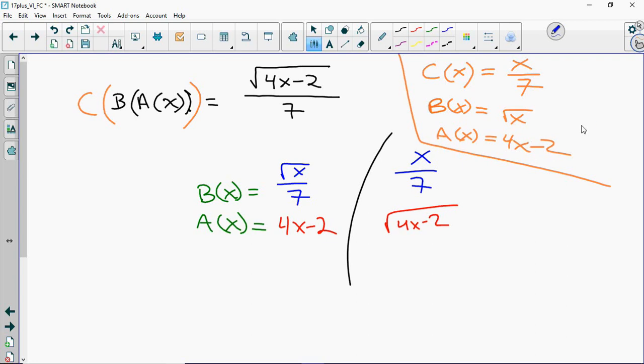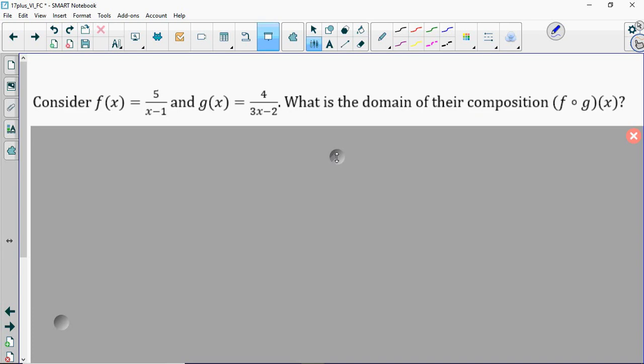So there's lots of ways that you can imagine decompositions. The main idea is that you can figure out at least some inside and some outside. So you can look at and understand the structure of what's going on in a composition. And that brings us to the last thing, which is the domain of a composition.